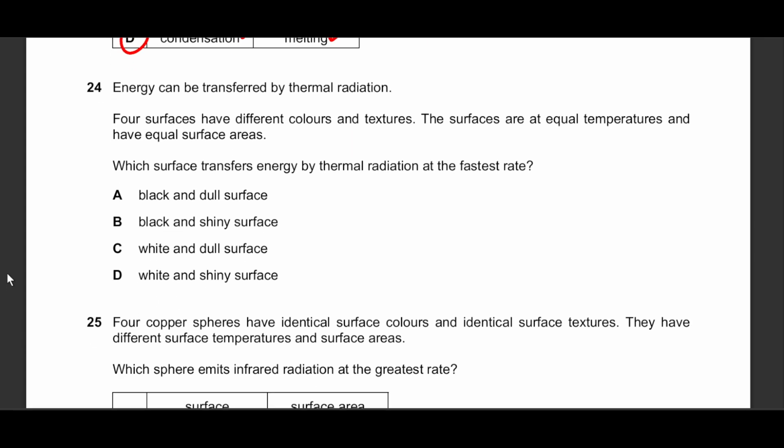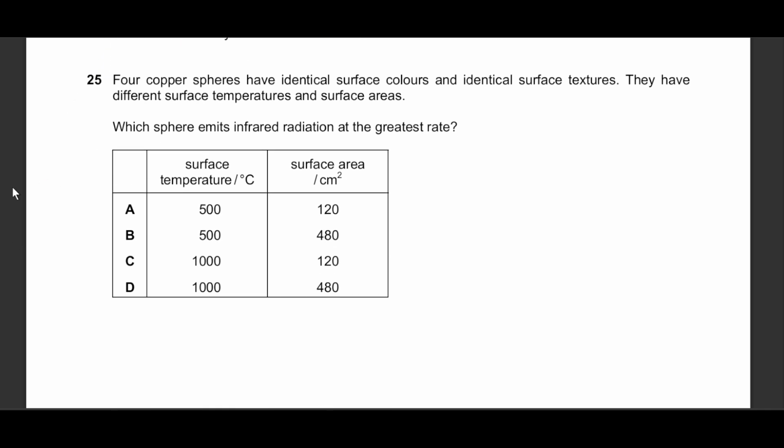Be careful. 24, energy can be transferred by thermal radiation. 4 surfaces are given. Which one is the fastest rate? So it has to be black and it has to be dull. Your shiny surfaces are good reflectors and bad absorbers. So we want the fastest rate of thermal radiation. So it will only be black and dull or rough texture.